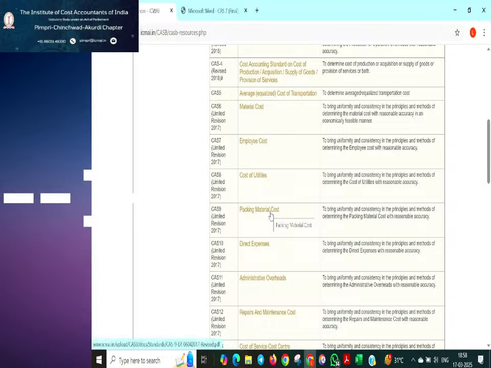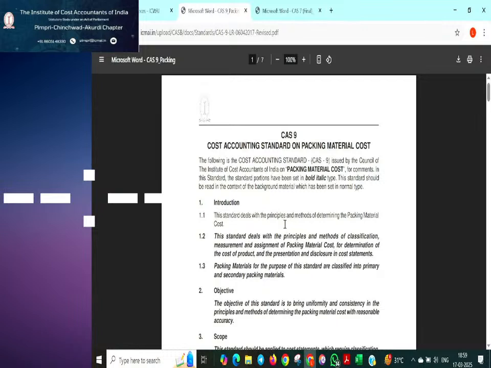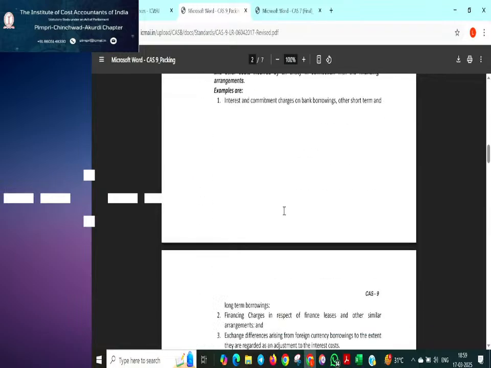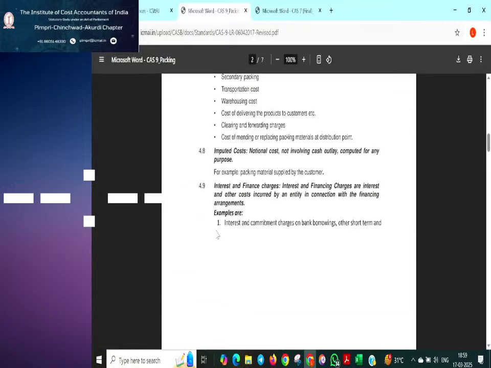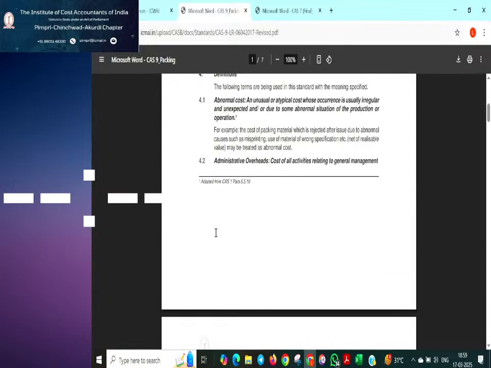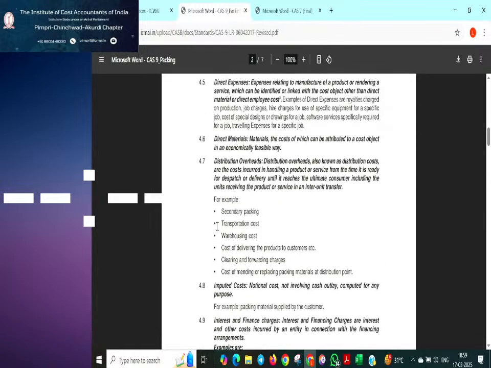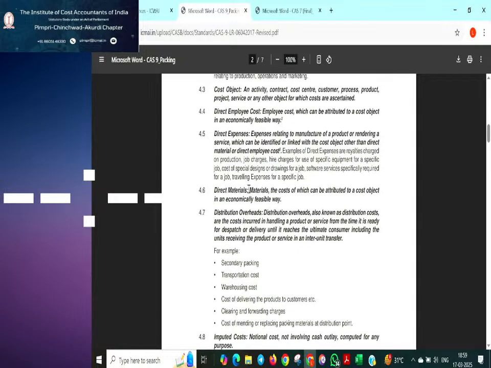So what is that packing material cost they are talking about? We have not gone through this, right, packing material cost. So let's go through cost accounting standard 9, which speaks about packing material cost. I am directly jumping into the principles of measurement, which is very important. Under 4 you have the definitions. A few definitions are relevant and very important to this standard, I will take you through those, and the others we will skip and go to the principles of measurement.